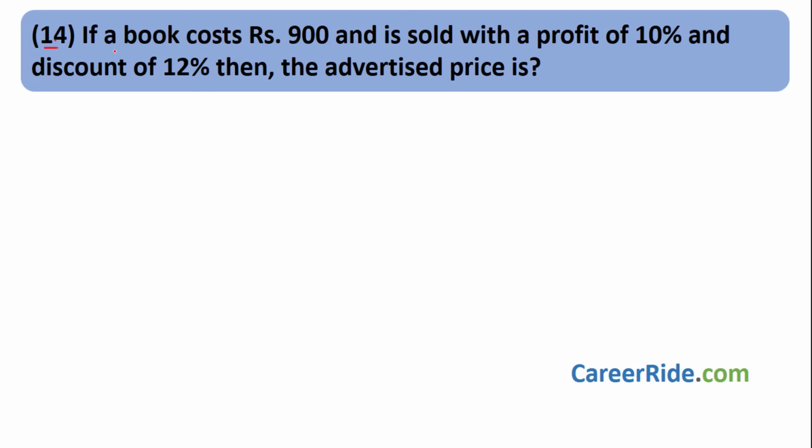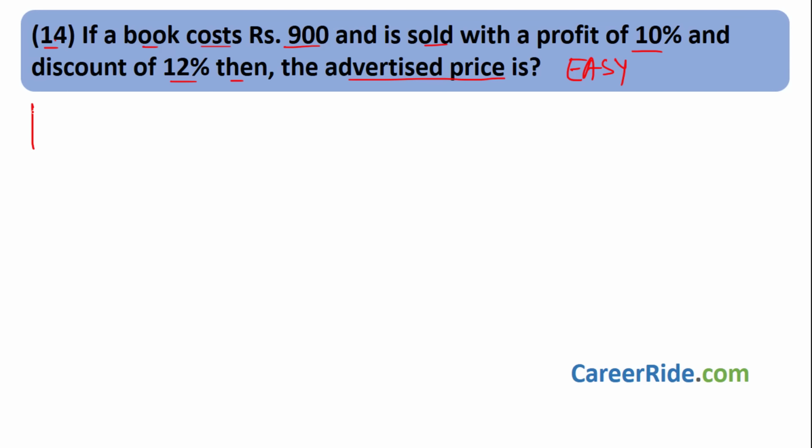Question number 14. If a book costs rupees 900 and is sold with a profit of 10% and discount of 12%, then the advertised price is, now this is a very easy sum. This might look complicated to you, but it is not. You just need some common logic over here that would be helpful to solve the sum.